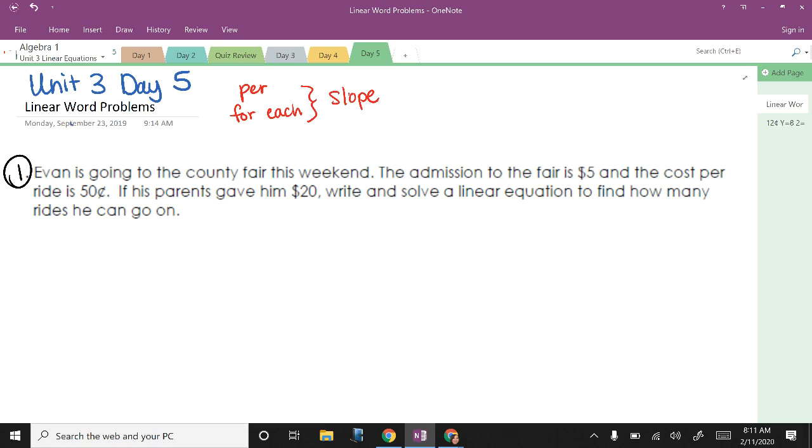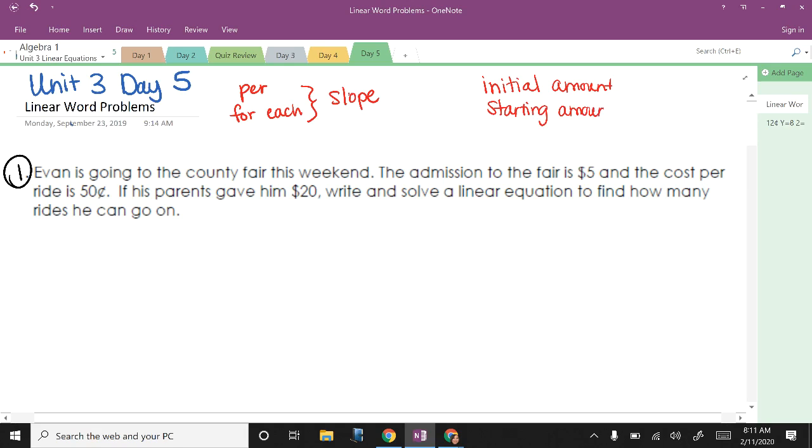If you see the phrase initial amount or starting amount, or something like that, that usually refers to the, what do you think? The y-intercept, right? Now there are some other words that can be y-intercept, but those are just some that we might see. We might add to that list later. But per and for each usually are big clue words that, hey, this is a slope right here.